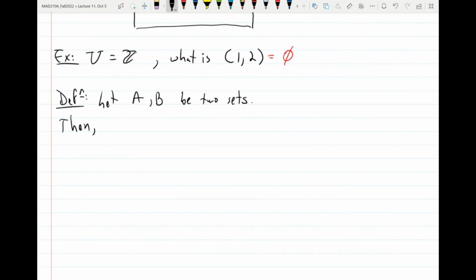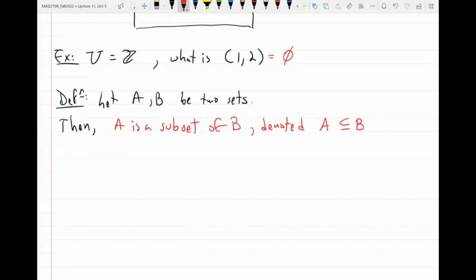Then A is a subset of B, denoted. So the symbol that we use for subset is this. We put the two sets and then we use this little symbol. It looks like a C. It's not like a less than or equal to, though it looks like it. This is a curving, like a C with a little line. So A is a subset of B if every element in A is an element of B.